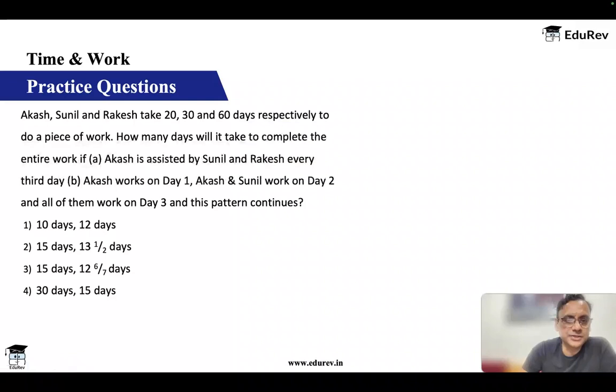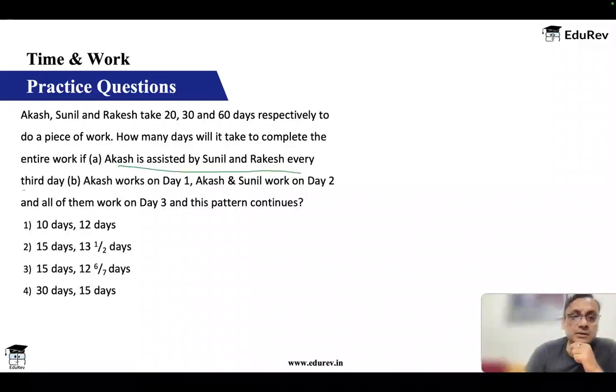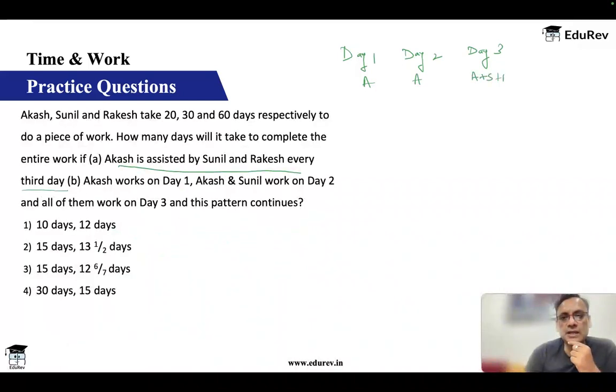Akash, Sunil and Rakesh take 20, 30 and 60 days respectively to complete a piece of work. How many days will it take to complete the entire work if Akash is assisted by Sunil and Rakesh every third day? That means day 1, day 2 and day 3. Here Akash works, here Akash works, and here Akash plus Sunil plus Rakesh, all of them work, because Akash is assisted by Sunil and Rakesh every third day.